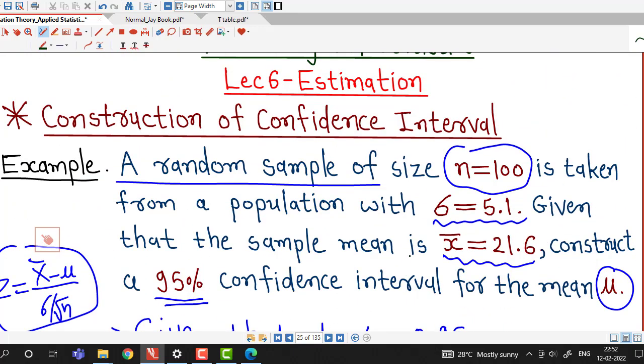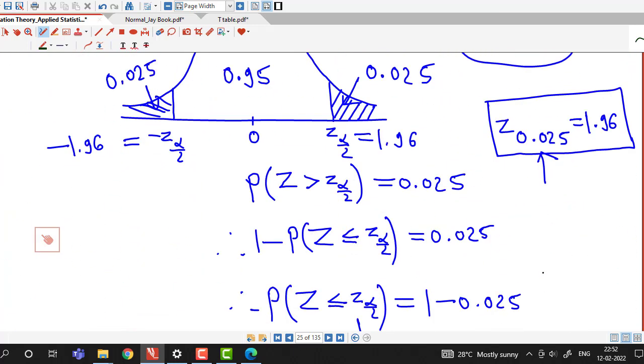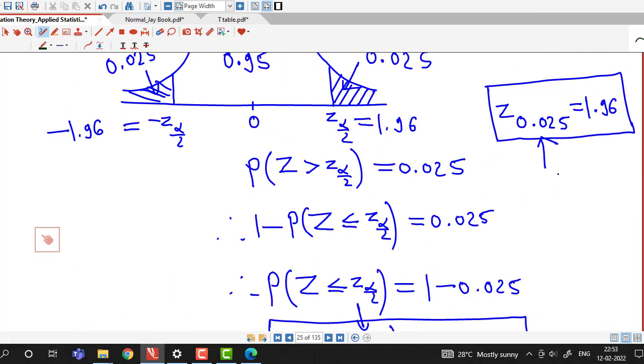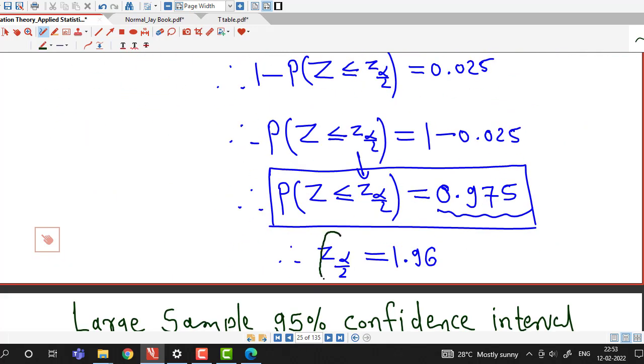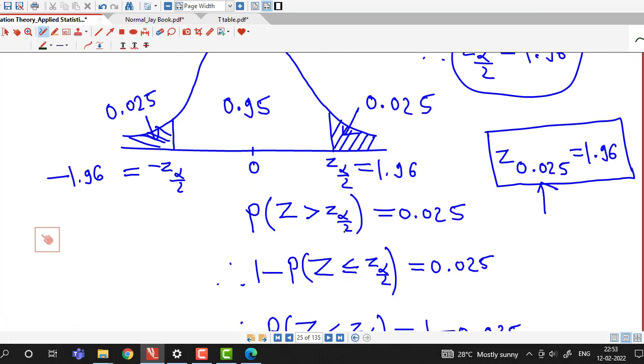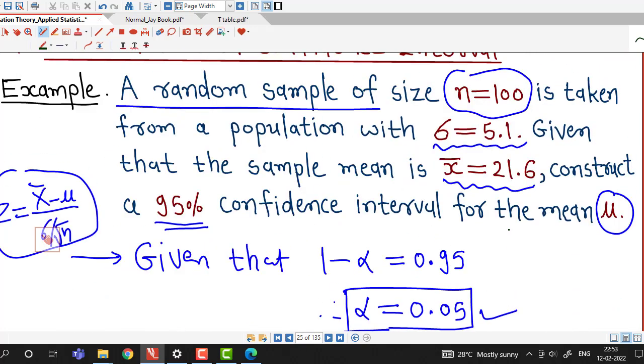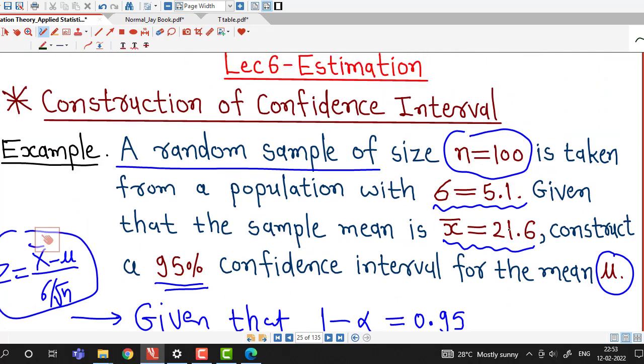It is easy to construct the confidence interval for the population mean. We just have to remember the formula x bar plus or minus z alpha by 2 times sigma over square root of n, and we must be able to decide the value of z alpha by 2 for a given confidence level. Here the confidence level is 95%, so alpha by 2 is 0.025. In this way we can construct the confidence interval for large samples in which the standard deviation is known to us. So this is all about this session.